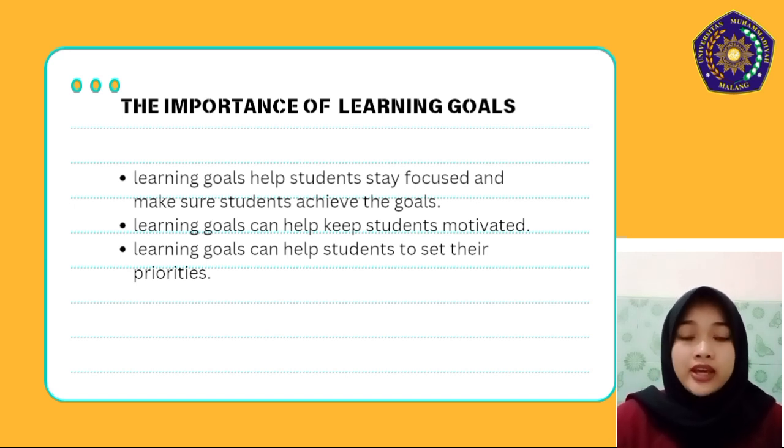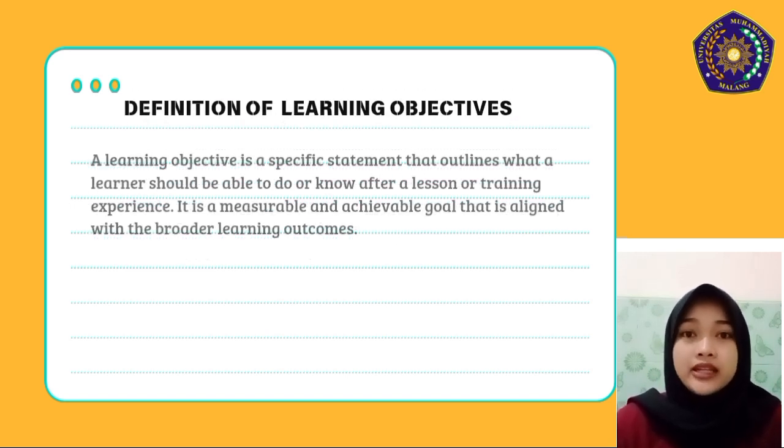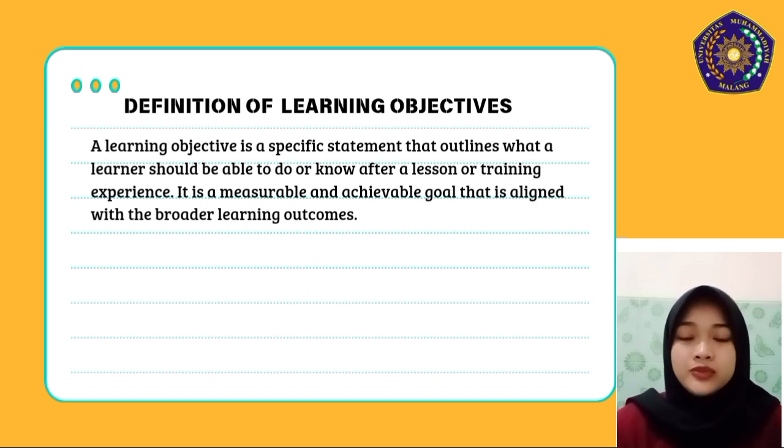After we have written the learning goals, we should also develop the learning objectives. So what actually are learning objectives? A learning objective is a specific statement that outlines what a learner or student should be able to do or know after a lesson or training experience. It is a measurable and achievable goal that is aligned with broader learning outcomes. A learning objective should be a brief, clear, and specific statement. Learning objectives are sometimes also called learning outcomes.